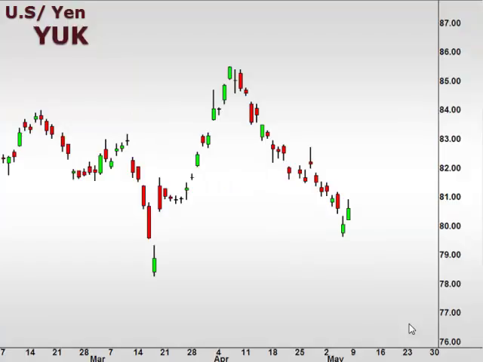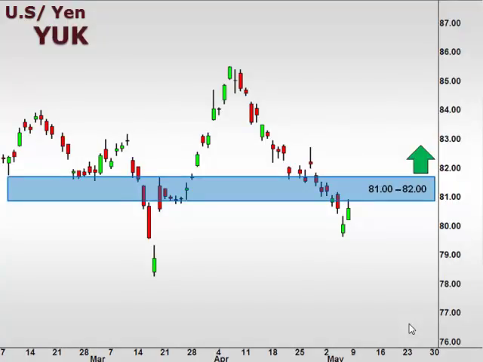Let's take a look at the YUK, the U.S. versus the Japanese yen. Well, the YUK continues to trend lower, breaking below the 81.82 support. Now, we need to see a break back above 82 to lend credibility to a move higher. Until then, the path of least resistance continues to be to the downside.